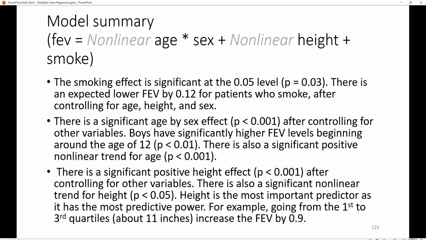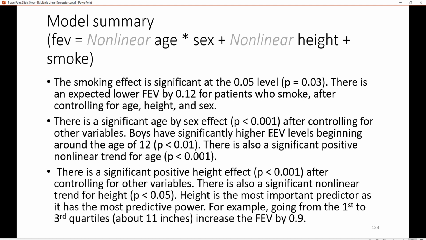So here's the model summary. We have FEV equals the nonlinear age times sex plus the nonlinear height and the smoking effect. Smoking effect is significant at the 0.05 level, P equals 0.03. There is an expected lower FEV by 0.12 for patients who smoke after controlling for age, height, and sex. There is a significant age by sex effect. P is less than 0.001 after controlling for other variables.